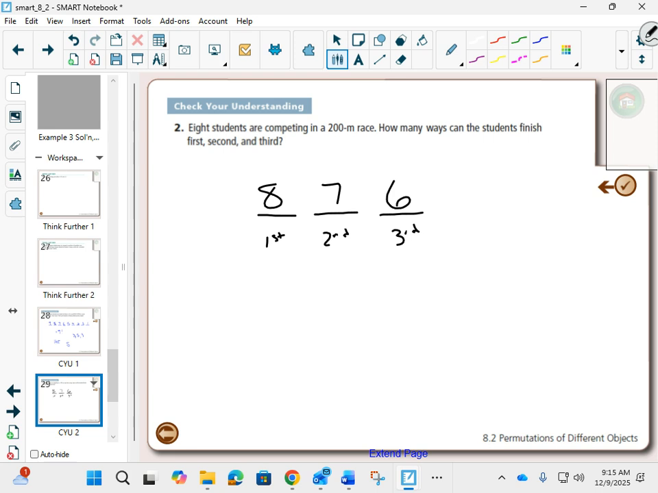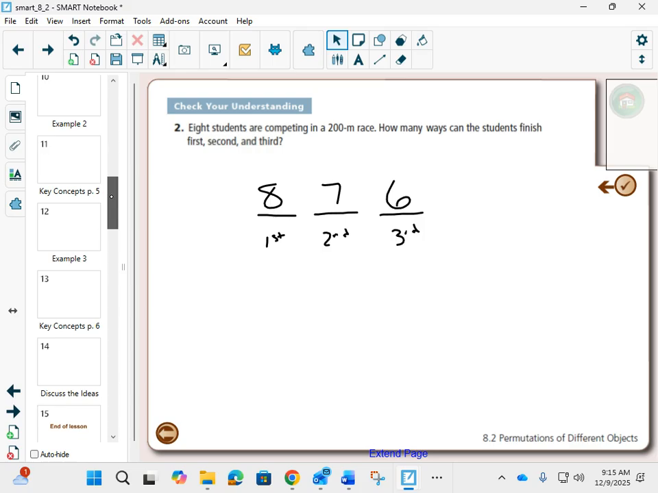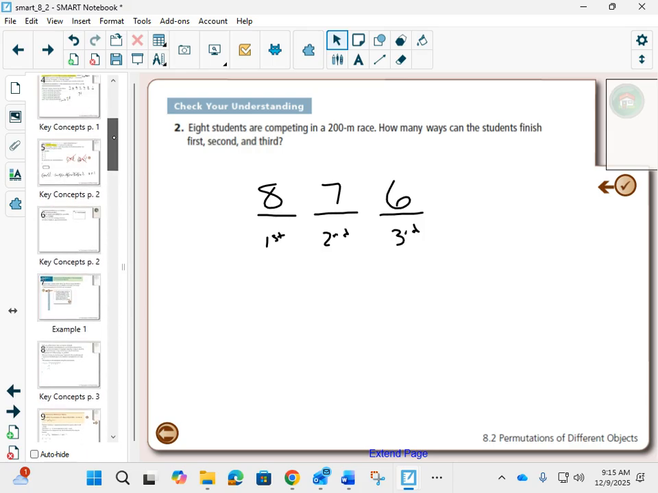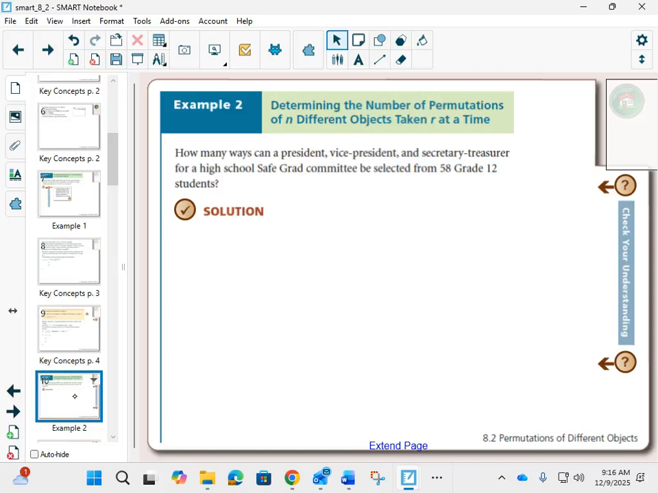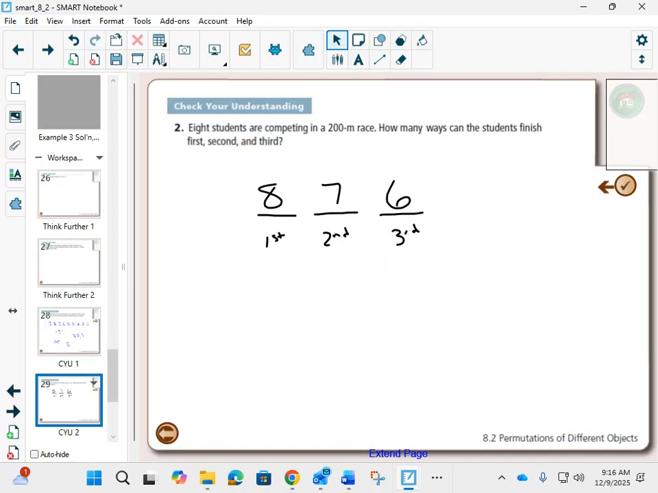And this introduces us to a formula that is on page 698. So turn to page 698. It says permutations of different objects. This formula is on your formula sheet. And it says nPr is n factorial over n minus r factorial. So if you've written that down, I'm going to write it on here and explain how it's related to this question.